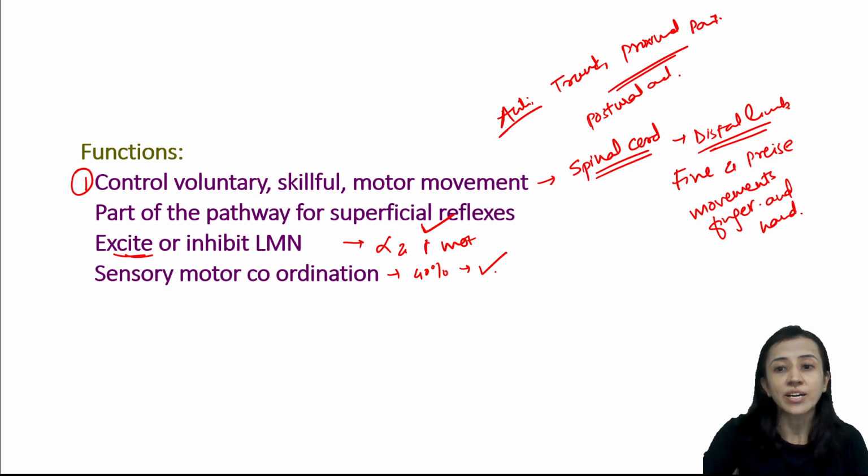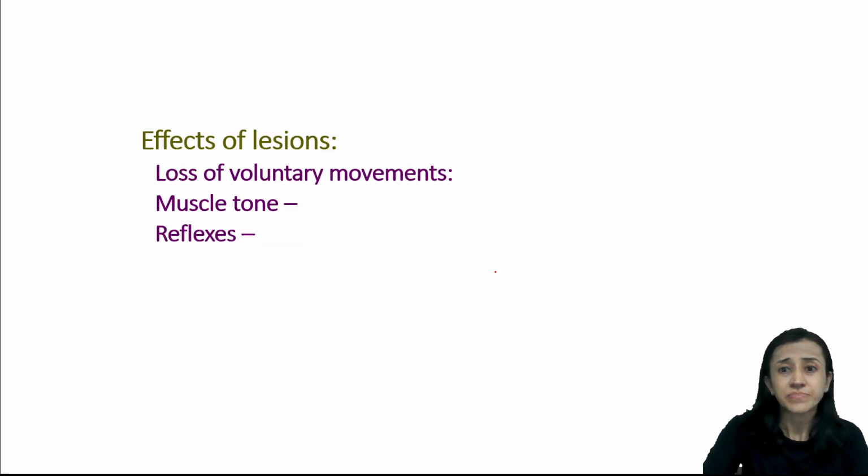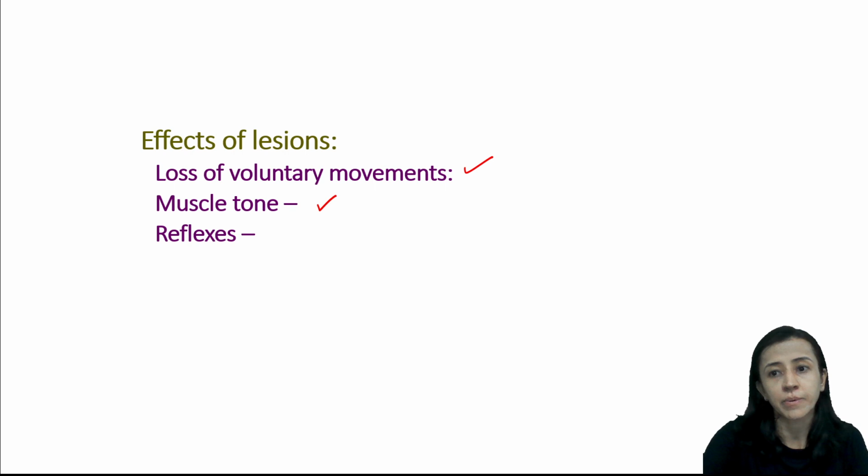And what happens when there is a lesion of this tract? Because of the lesion, motor performance is affected. The person has an inability to execute learned sequences of movement. There is loss of voluntary movement, and muscle tone is also affected. In upper motor neuron lesion, there is spastic paralysis, superficial reflexes are lost, and deep reflexes are exaggerated.